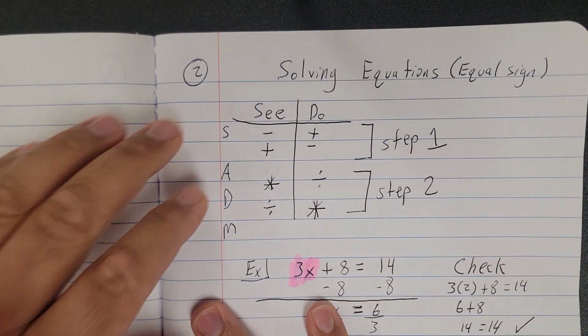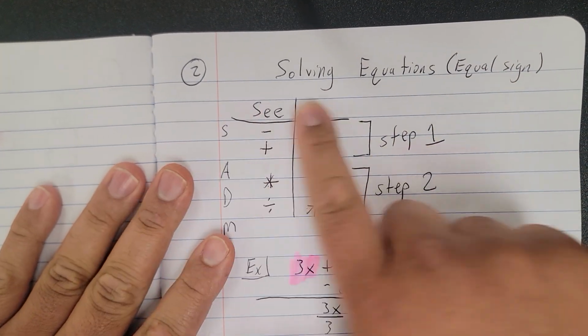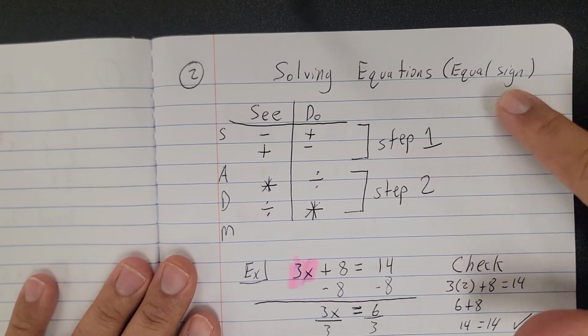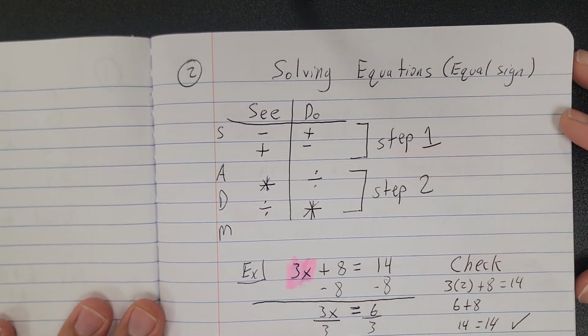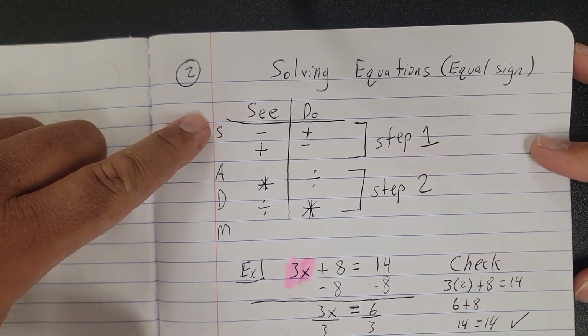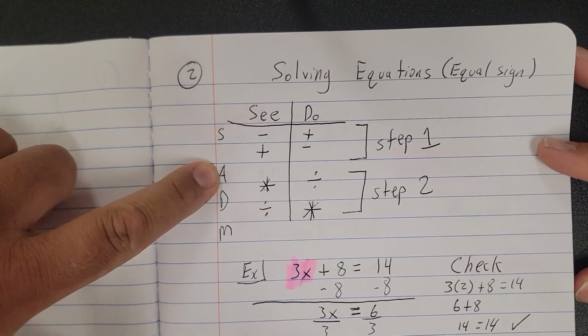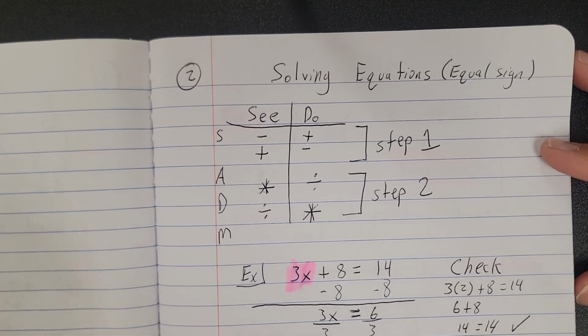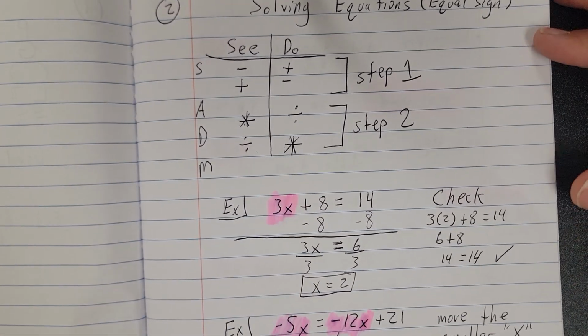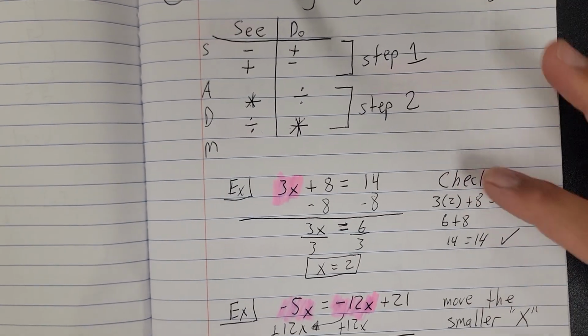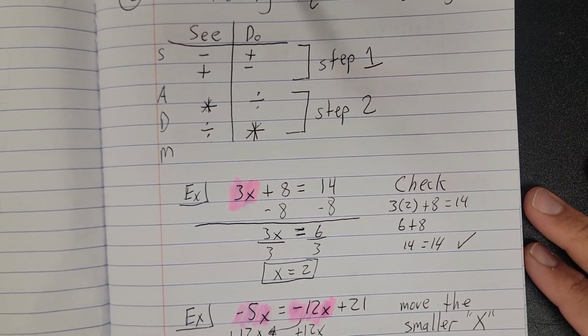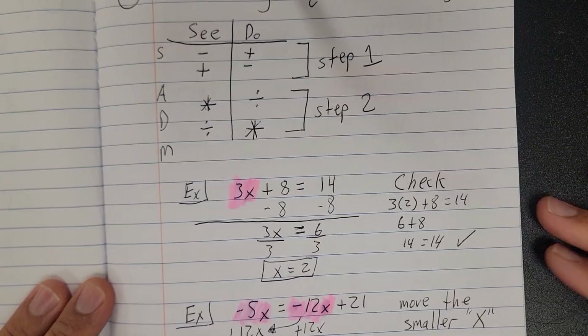Okay, next page, page 2. All right, solving equations. This one has an equal sign. We're gonna have the C-do method right here. So it's basically PEMDAS, it's just backwards. So S-A-D-M. Then right here, we go ahead and do an example. We can also check our work. So go ahead and make sure all this is copied down.